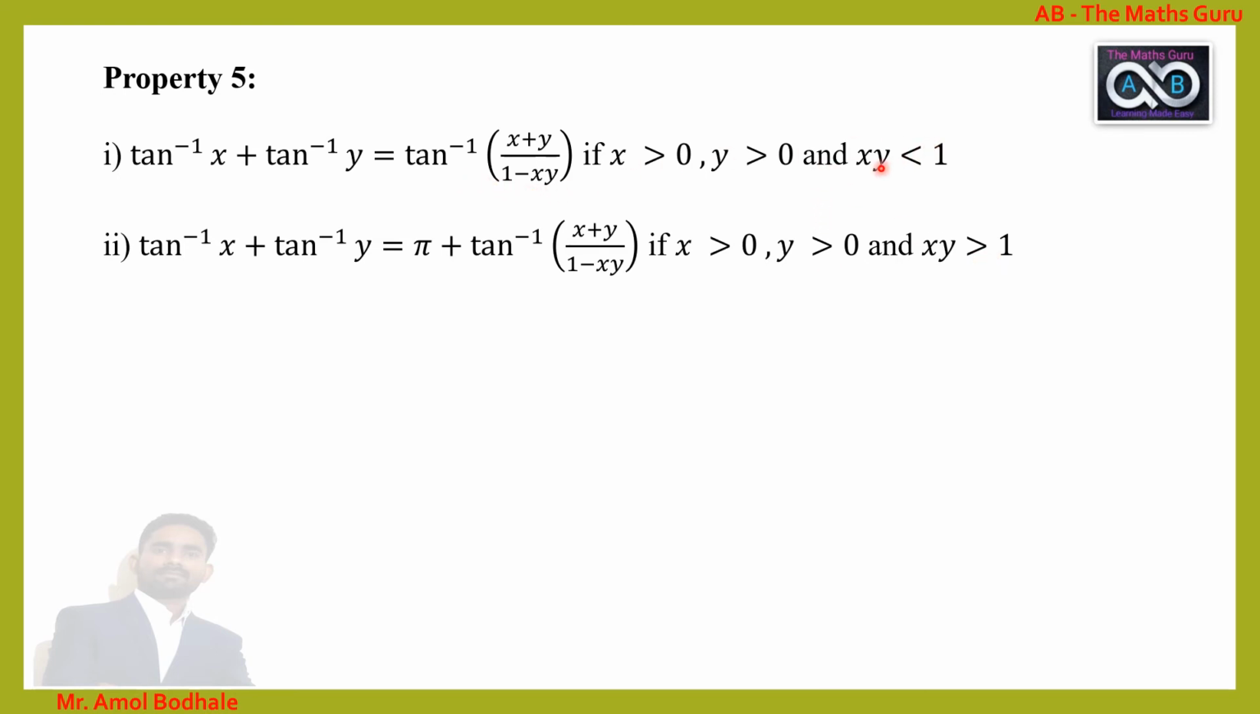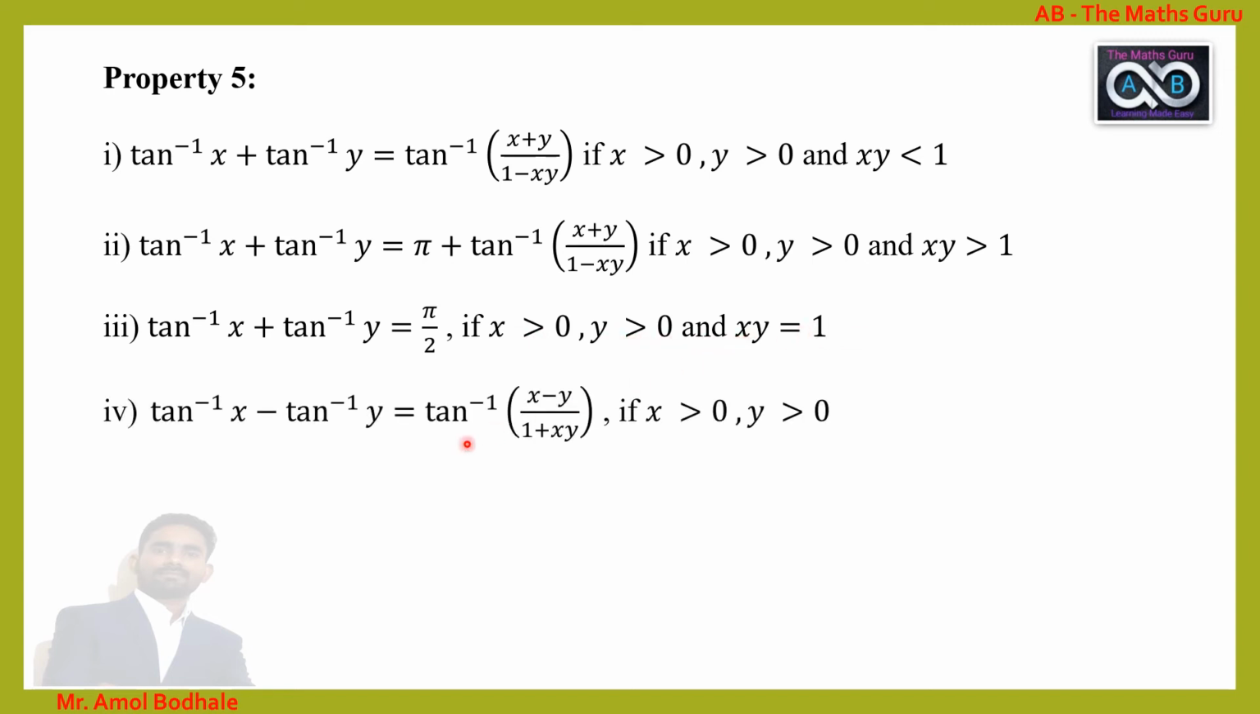In the first, if x into y is less than 1, then we have to write tan inverse of (x plus y) upon (1 minus xy). But if xy is greater than 1, then pi plus tan inverse of (x plus y) upon (1 minus xy). So the third one, tan inverse of x plus tan inverse of y equal to pi/2 if x is greater than 0, y is greater than 0 and the product x into y is exactly 1. And the fourth one, tan inverse of x minus tan inverse of y is equal to tan inverse of (x minus y) upon (1 plus x into y), which is similar to the first one. Instead of plus, when we take minus, here also we have to interchange plus and minus.